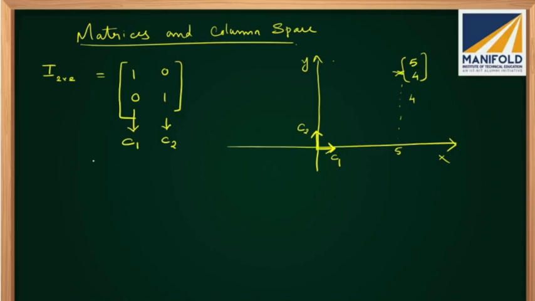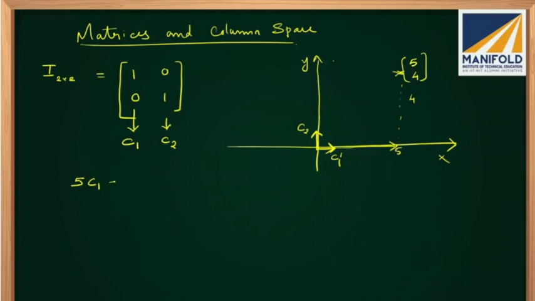Let us consider C1 into 5. 5 times C1 means scaling, which we have learned. 5 times C1 will not change the direction of C1. It will just scale the magnitude of C1 by 5 times. Initially the magnitude of C1 was 1, that is 1, 0. So scaling it by 5 will stretch it to that point. It will not change the direction.